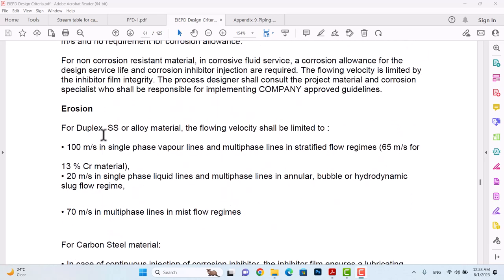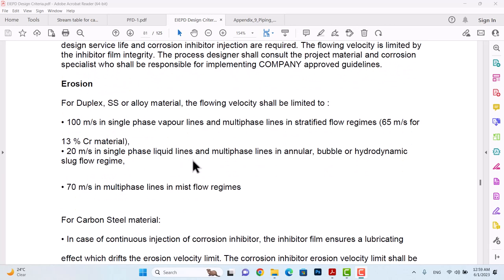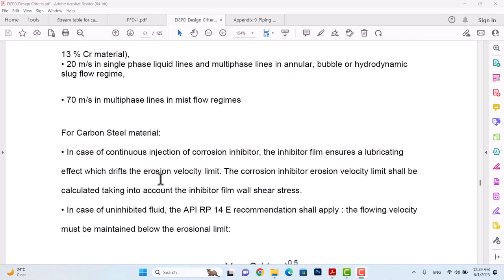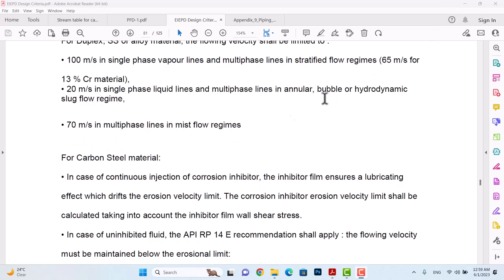Erosion: for duplex stainless steel and alloy material, the flowing velocity shall be limited to 100 meters per second in single phase vapor lines and multi-phase lines in stratified flow regimes. 65 meters per second for 30% chrome materials, 20 meters per second in single phase liquid lines and multi-phase lines in annular, bubble or hydrodynamic slug flow regimes, and 70 meters per second in multi-phase lines in mixed flow regimes. For carbon steel material, in case of continuous injection of corrosion inhibitor, the inhibitor film ensures a lubricating effect which shifts the erosion velocity limits. The corrosion inhibitor erosion velocity limit shall be calculated taking into account the inhibitor film wall shear stress.